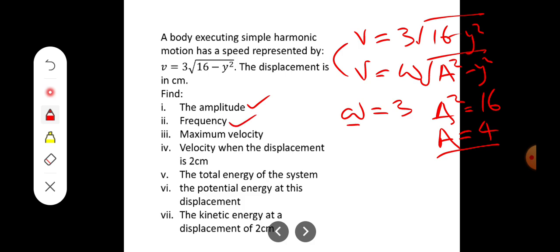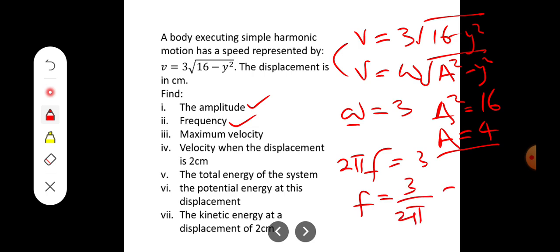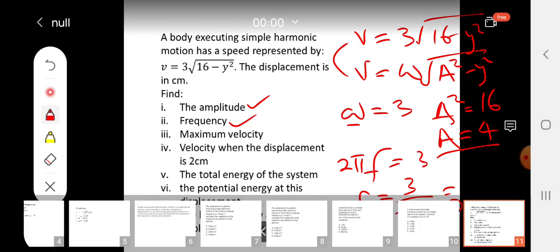From the omega, we can find frequency. Since we know that omega is 2 pi times frequency, which is equal to 3, that means the frequency is equal to 3 over 2 pi. When we calculate 3 divided by 2 pi, that's giving us 0.477.